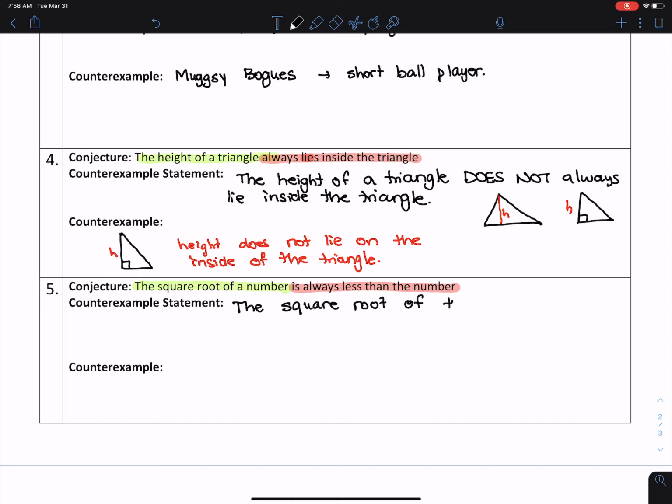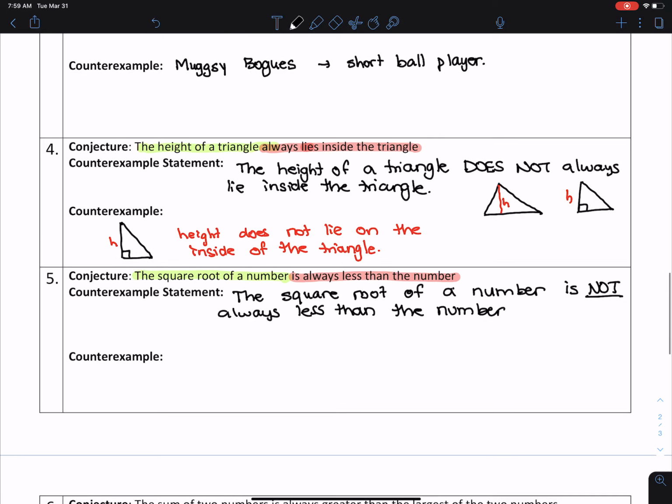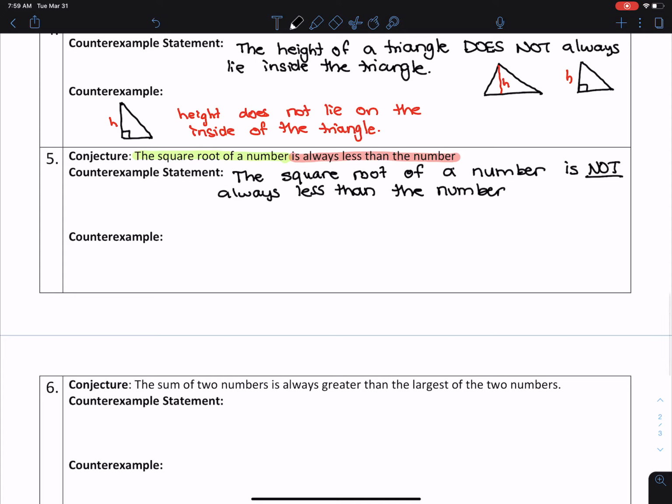So the square root of a number, you can use the same wording that's given in the statement. And now instead of writing what the conclusion says, we want to write the opposite of the conclusion. So is not always less than the number. Now, sometimes the challenging part of these examples is not to actually find the counterexample, it is to look at the conjecture and actually know what they're talking about.